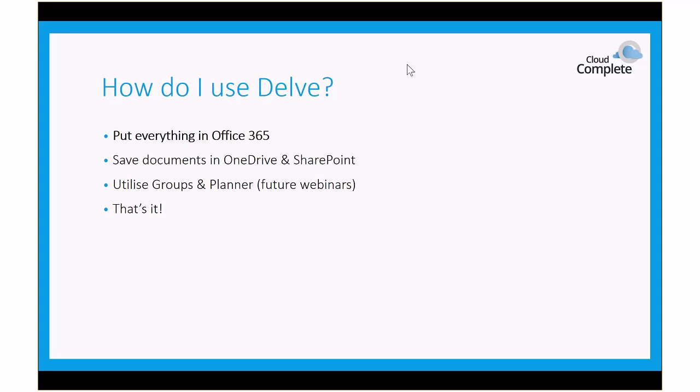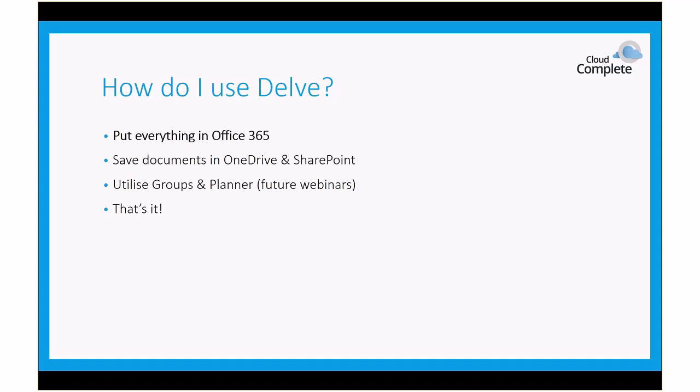So how do you use Delve? It's pretty simple. You don't actually have to do anything to use Delve except start putting everything into Office 365. And by that I mean saving documents in OneDrive and SharePoint, utilize Groups and Planner, and you're done. That's it. Delve takes care of the rest.